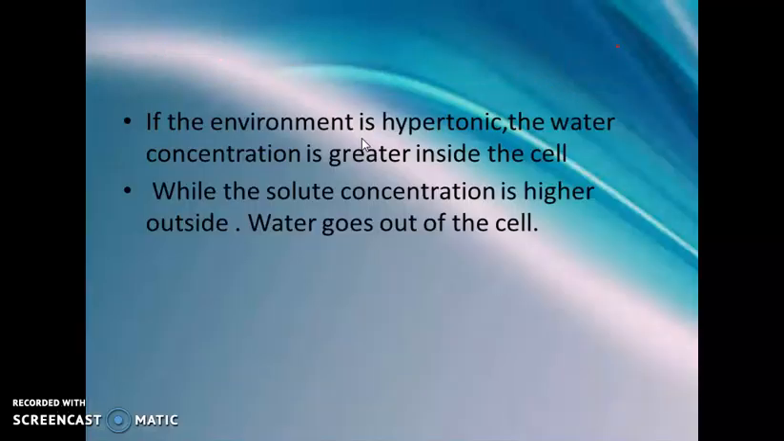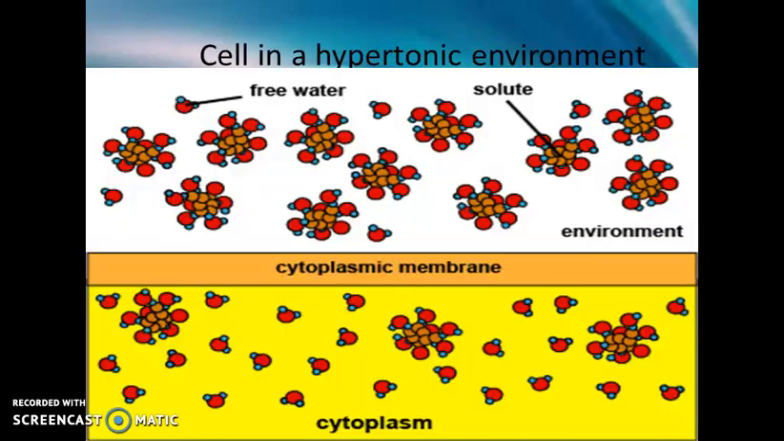What happens if the environment is hypertonic, which means the water concentration is greater inside the cell, while the solute concentration is higher outside the cell? The water goes out of the cell because inside the water concentration is high. So there is a tendency for water molecules to move from the higher concentration to the outside. This is the condition in the hypertonic environment. The water molecules are more inside, whereas solute molecules are higher outside, so there is a tendency to move outside.